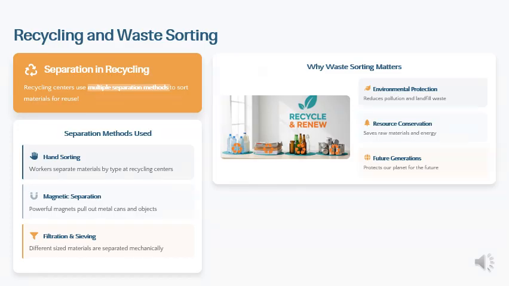Separation in recycling. Recycling centers use multiple separation methods to sort materials for reuse. The separation methods used: hand sorting, where workers separate material by type, for example plastic, food waste, and electronics. The next is magnetic separation. Powerful magnets pull out metal cans and objects. And then there's filtration and sieving.